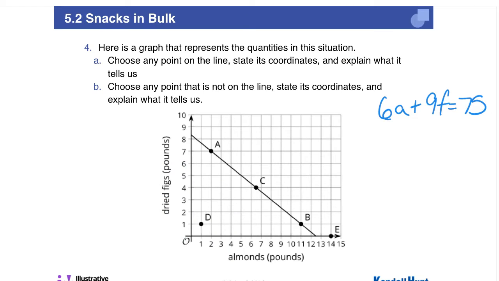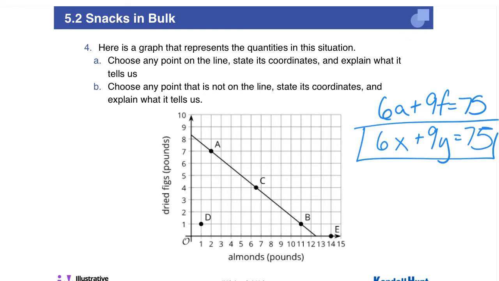So now here's a graph. This is the graph of the equation that we've been working with. Notice that almonds is on the x-axis. So if I was to type this into Desmos, I would need to use x there. Desmos will only use x and y to graph lines, not other letters. So you need to figure out what's on your x-axis and what's on your y-axis. My figs are on my y-axis, so that's where I would put my y. So if I was going to type this into Desmos, this would be the equation I would need to use.